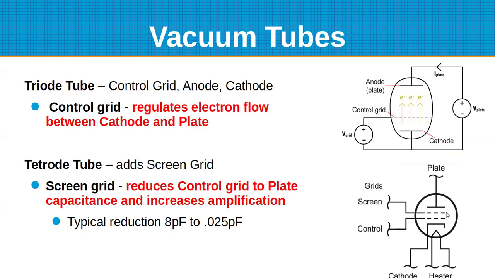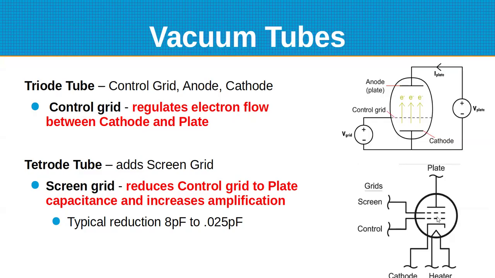And what that does, if you remember when we talked about capacitors last week, what happens when you put two capacitors in series? It reduces the capacitance so that it's less than the lowest of the two or more values. So by adding a screen grid, I now have another capacitor in series with the control grid.